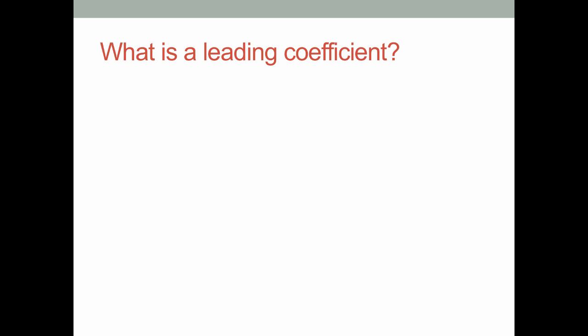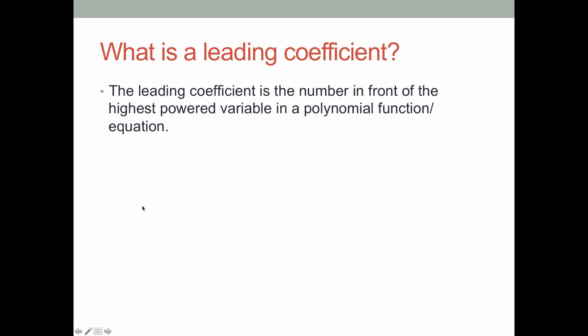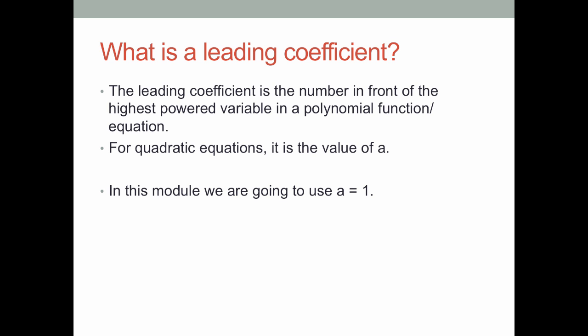So what is a leading coefficient? It's the number that is in front of the variable that has the highest power of any polynomial function. So in this case, it's the value of a, because x squared is our highest power. In this module, we're just using a as 1. In our next module, a is going to be greater than 1. So we're looking at the a, and right now, it's always going to be 1.